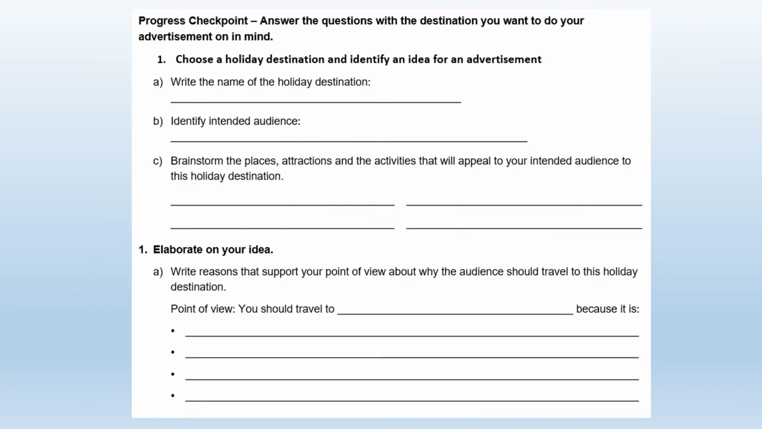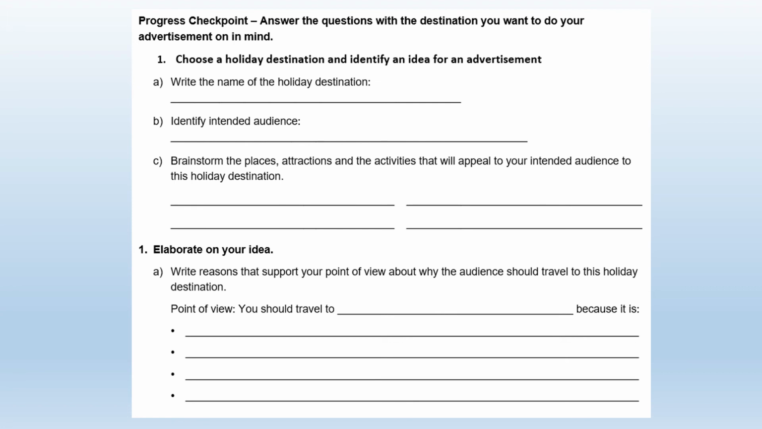Alright. Our next section, so once you have chosen the holiday destination, you write it down where it says A, write the name of the holiday destination. The second thing, after you've selected your intended audience, as in who your ad is going to be designed for, who you're going to have in mind so that you can get that audience to visit your place, and you write it down there. So I would be writing adults who enjoy the outdoors in B.